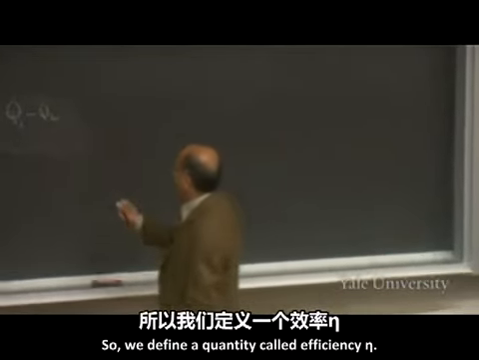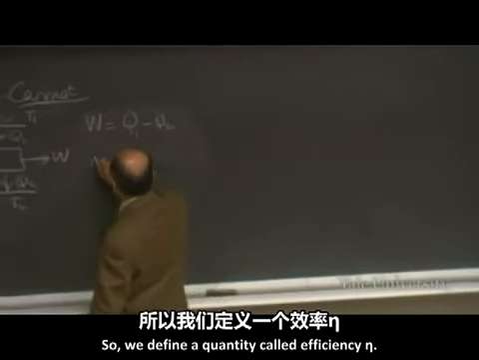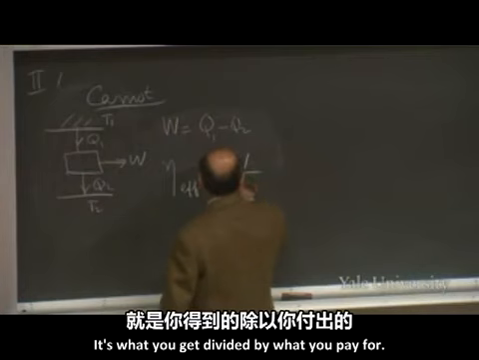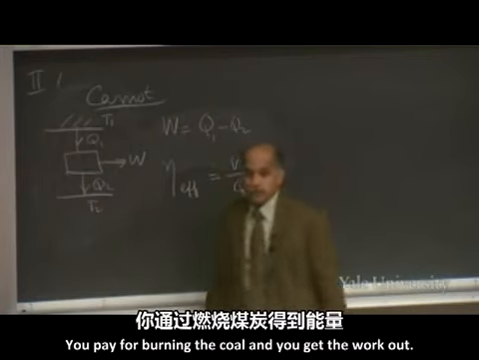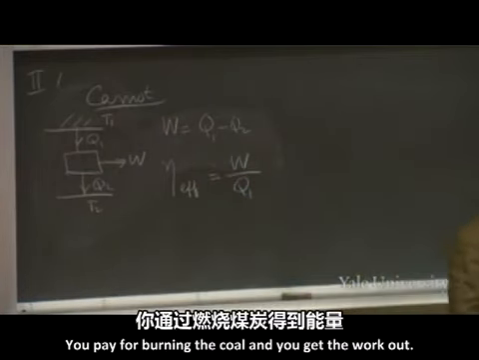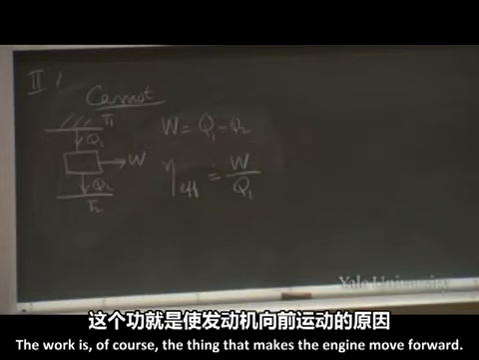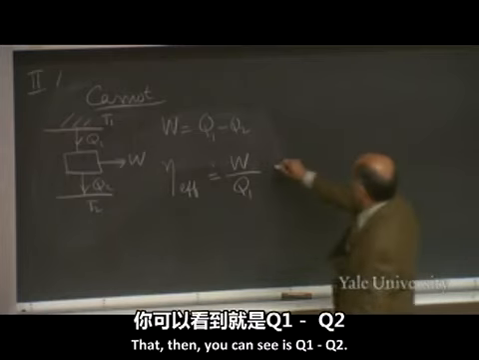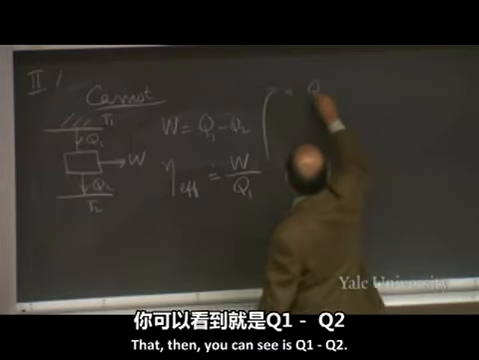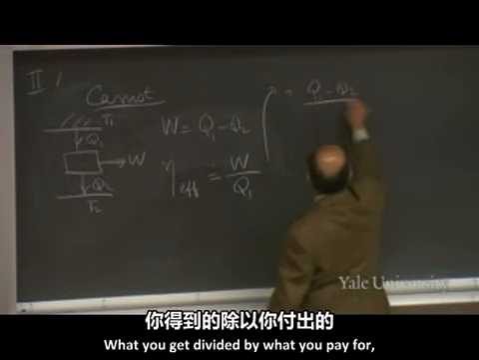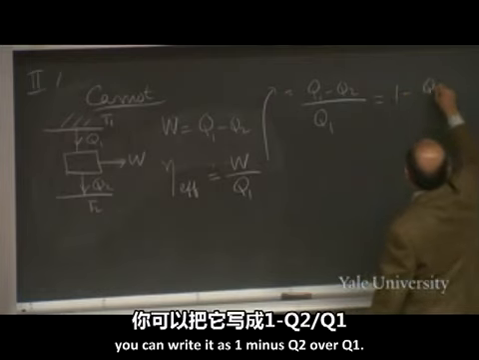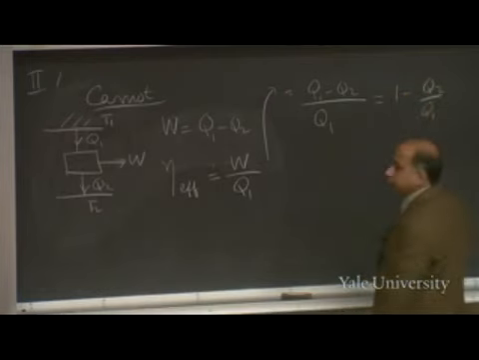So we define a quantity called efficiency, eta, which is what you get divided by what you pay for. You pay for burning the coal, and you get the work out. The work is, of course, the thing that makes the engine move forward, turns into kinetic energy of the locomotive. That then, you can see, is Q1 minus Q2. What you get divided by what you pay for, you can write it as 1 minus Q2 over Q1.